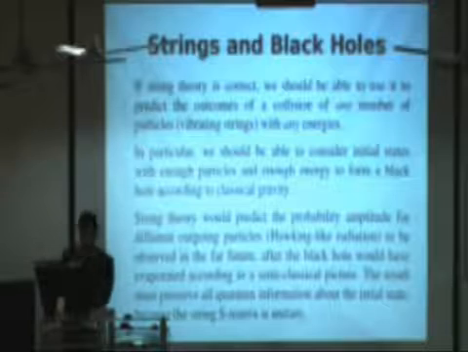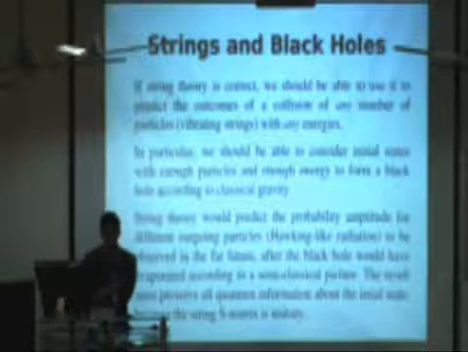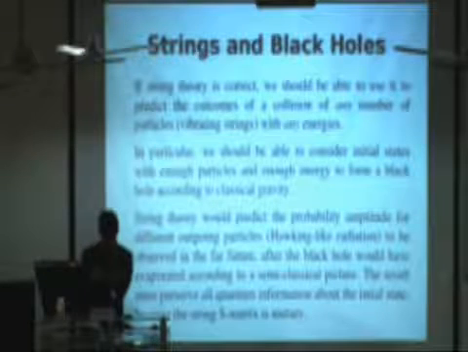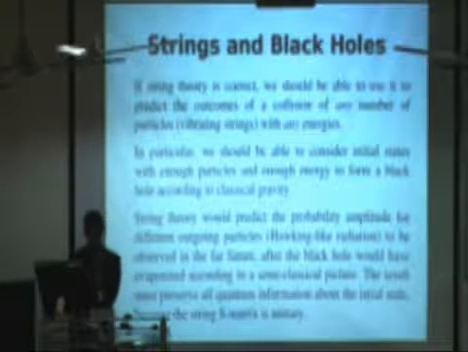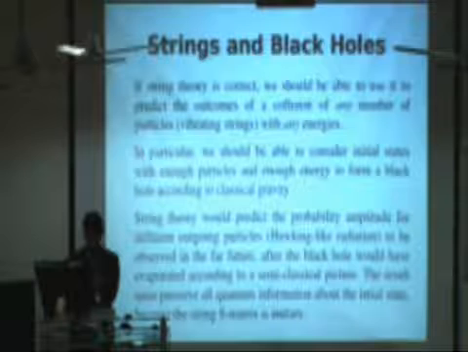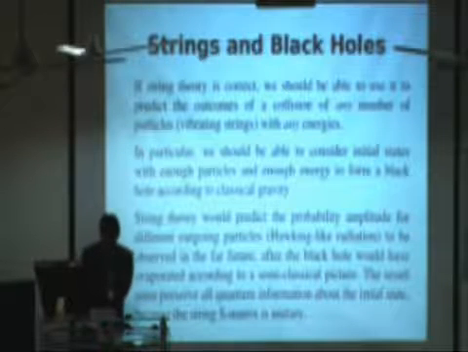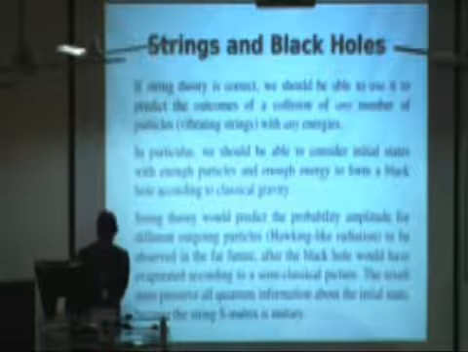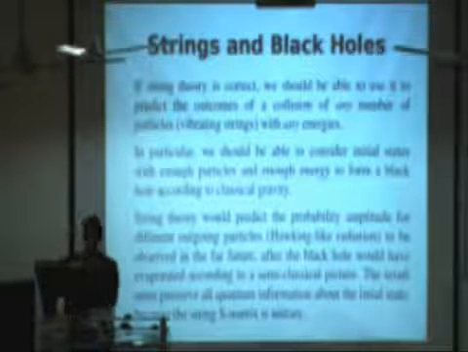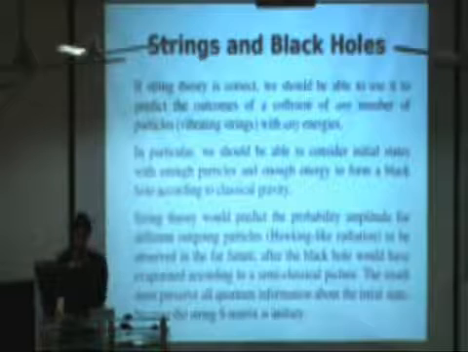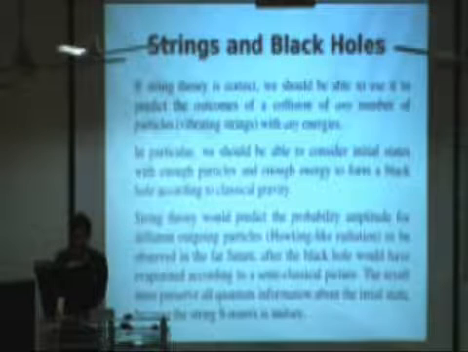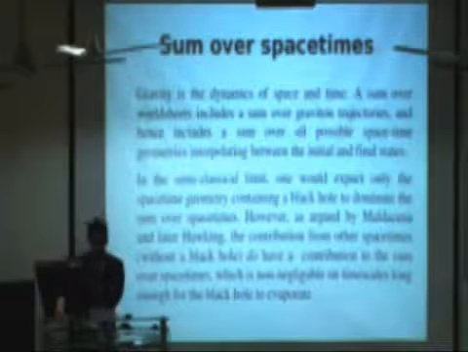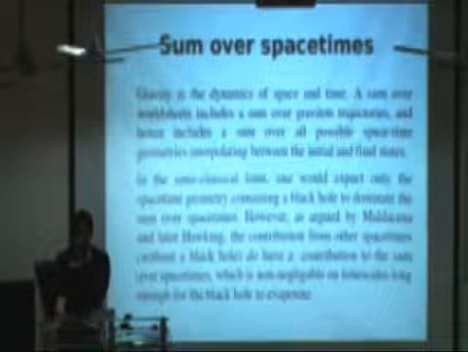String theory would predict the probability amplitude for different outgoing particles, which would be like Hawking radiation, but not quite, to be observed in the far future after the black hole would have evaporated. However, the prediction for the outgoing states must preserve all quantum information about the initial state, because this S matrix defined by string theory is unitary. So this is an in-principle answer to the question of quantum gravity.